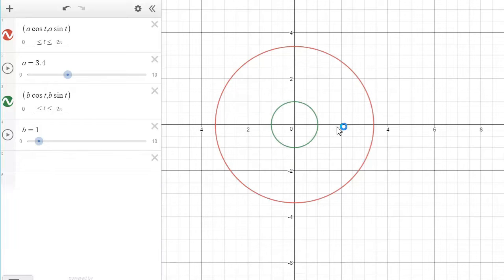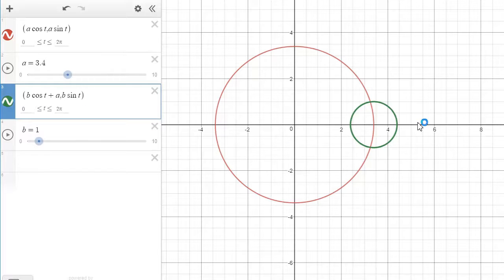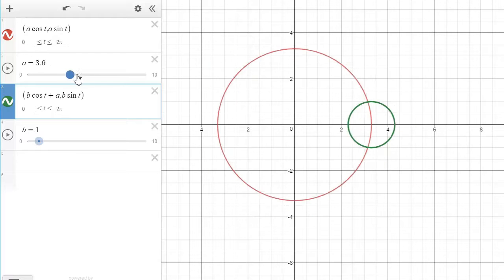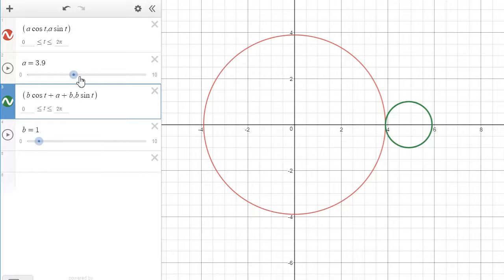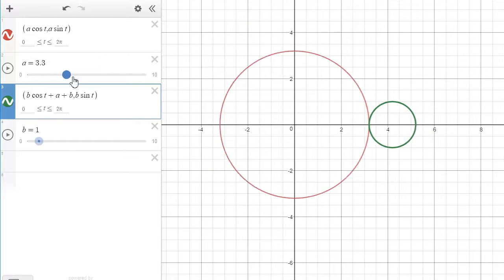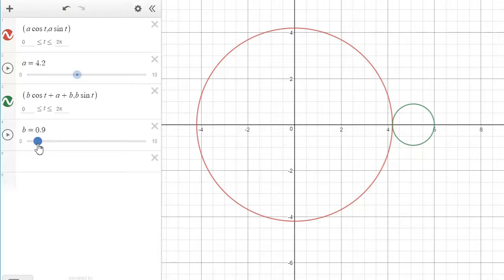Now we want to get them side by side. If you look at the x component of the green circle, and add the radius of the red circle in the x component, so plus A, it would take you to the edge of the red circle. But that's not enough. We want the two circles to be side by side. So now add the radius of the green circle, so plus B. Now the two circles are side by side. As you vary A and vary B, they're always side by side.